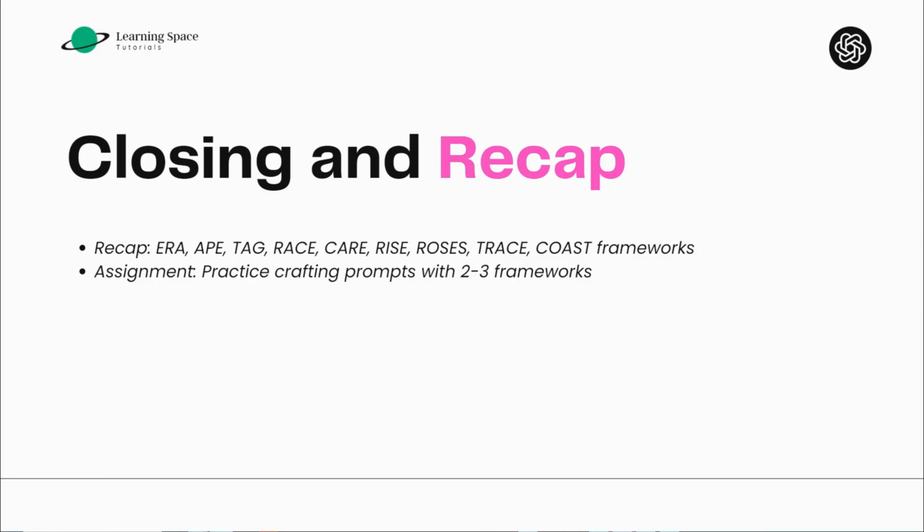So in conclusion, we have explored 9 essential frameworks: ERA, APE, TAG, RACE, CARE, RISE, ROSES, TRACE, and COAST framework. Each framework helps you structure prompts to ensure that the AI gives clear, relevant, and actionable responses, whether you are solving a simple task or a complex project. Now, for your assignment, choose 2 to 3 frameworks and practice crafting prompts for real-world scenarios you might encounter in your work, and test how different frameworks guide the AI to produce varied and insightful responses.